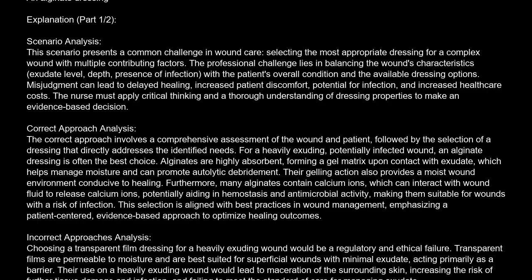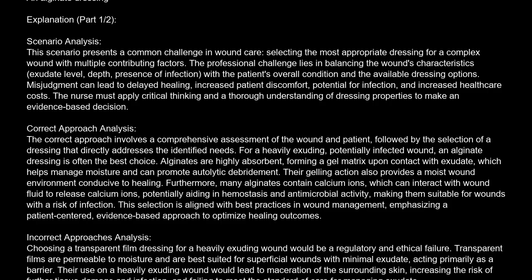Incorrect approach analysis. Choosing a transparent film dressing for a heavily exuding wound would be a regulatory and ethical failure. Transparent films are permeable to moisture and are best suited for superficial wounds with minimal exudate, acting primarily as a barrier. Their use on a heavily exuding wound would lead to maceration of the surrounding skin, increasing the risk of further tissue damage and infection, and failing to meet the standard of care for managing exudate.